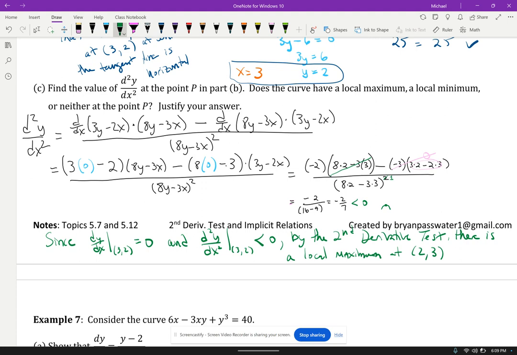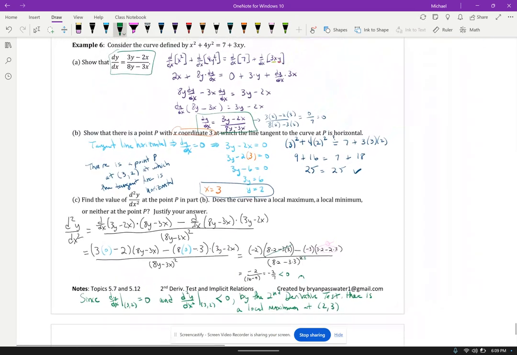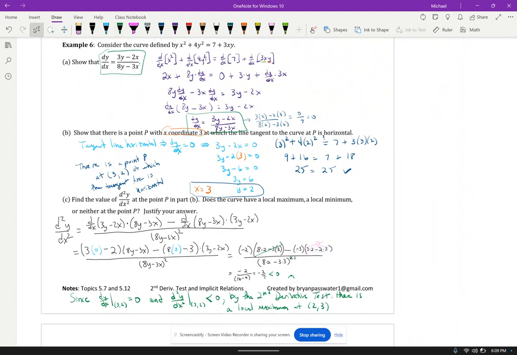Does that make sense? We're using the information that we were using in the first videos, but in this context, it might not seem we could use it, but we can, because in part B, we showed that there's a point where the tangent line is horizontal. That means the derivative is equal to 0. And in part C, I showed that the second derivative is negative. So if the first derivative is 0 and the second derivative is negative, that means there has to be a local maximum according to the second derivative test.